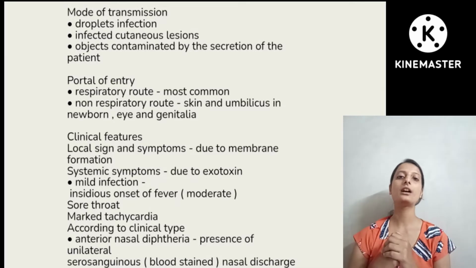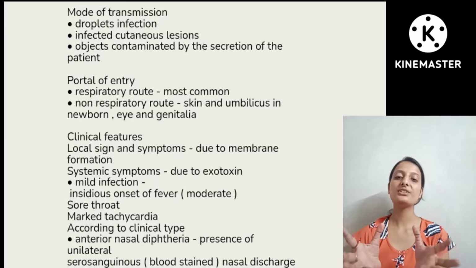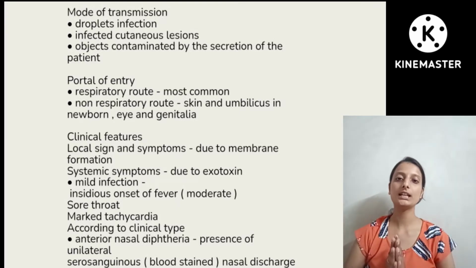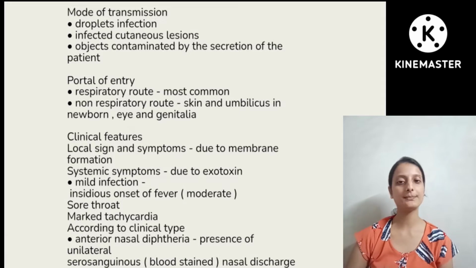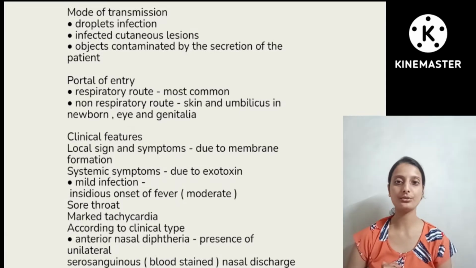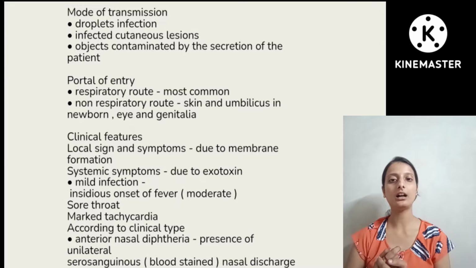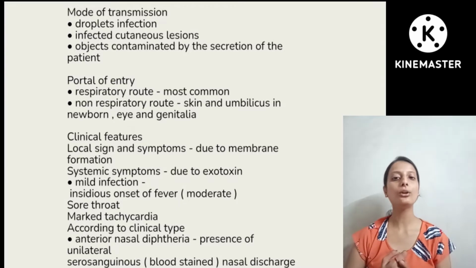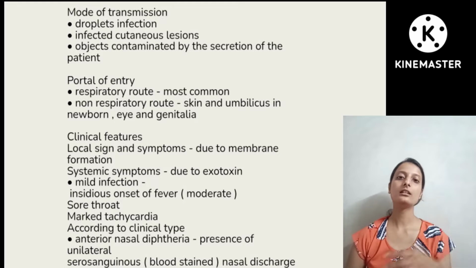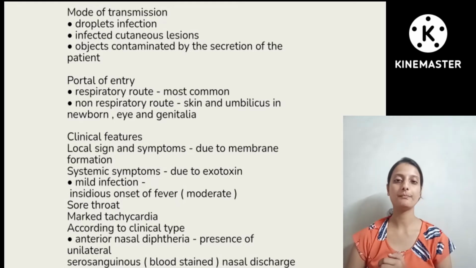Then comes the portal of entry. A person receives this infection in two ways, respiratory route and non-respiratory route. The non-respiratory route includes skin, eyes, genitalia, and also infants through the umbilicus. So these are the portals of entry through which this disease is received by a person.